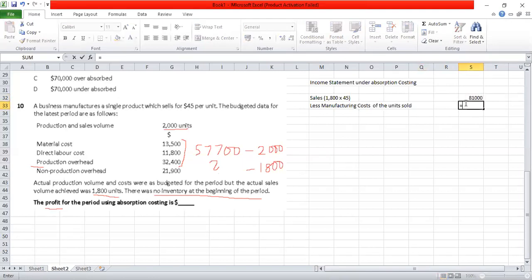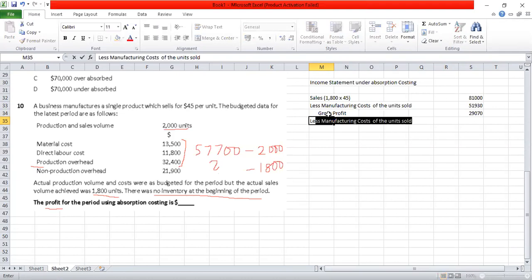So how do we do that? This would be equal to 57,700 into 1,800 divided by 2,000. So 51,930. So when we deduct this from sales minus the manufacturing cost, this is gross profit, isn't it? Gross profit is 29,070.